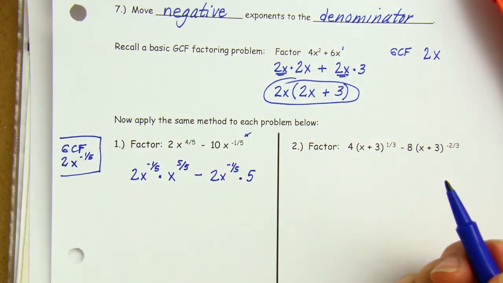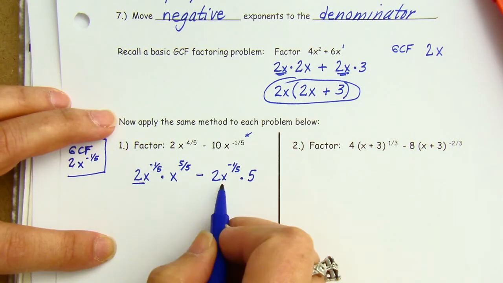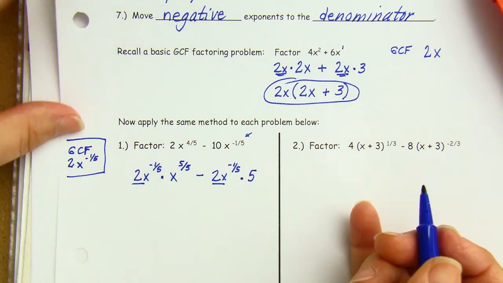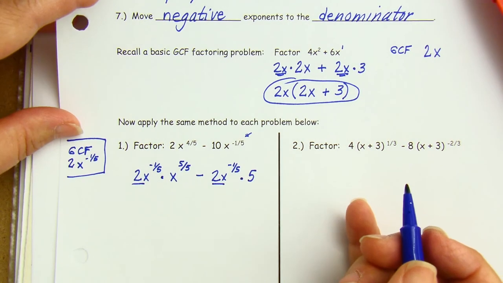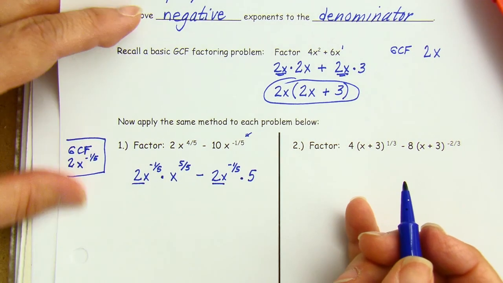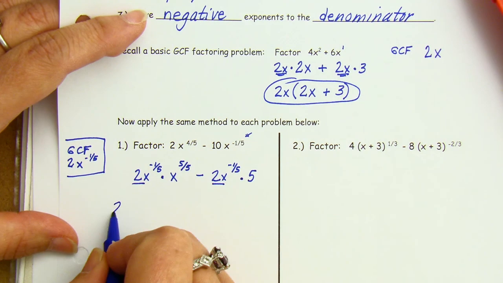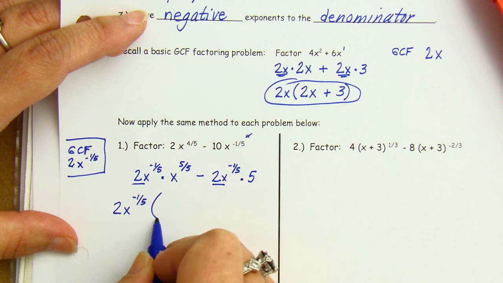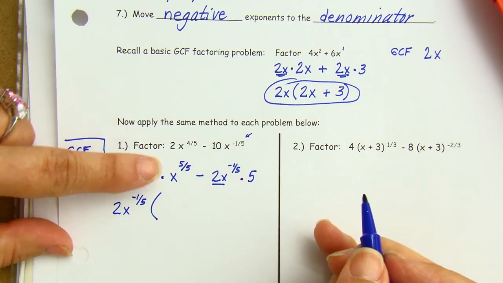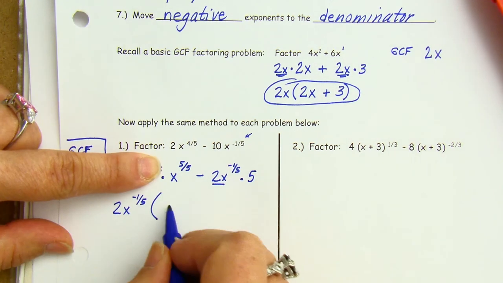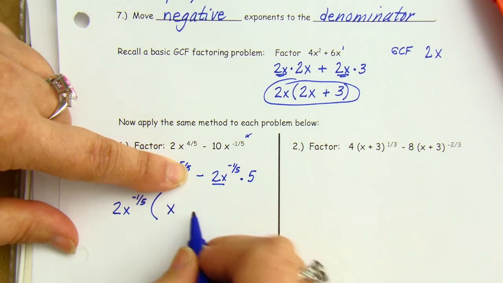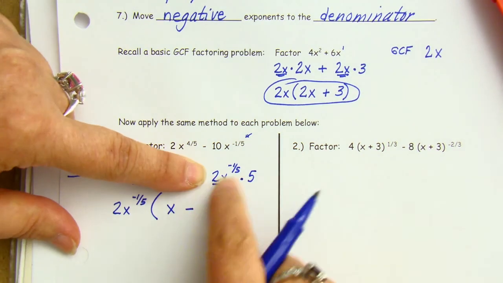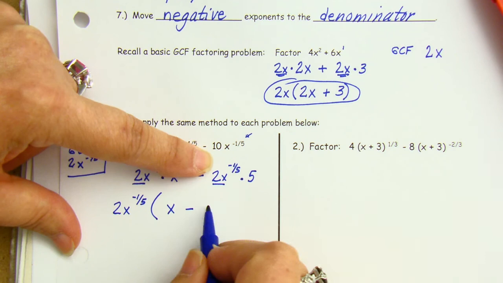It's just 5. This and this, those are my GCF on each side of the subtraction sign. Now I'm ready to factor it out. 2x to the negative 1/5 power. Got a parenthesis. This is getting divided out. What's left? X. Subtract. This is getting divided out. What's left? 5.